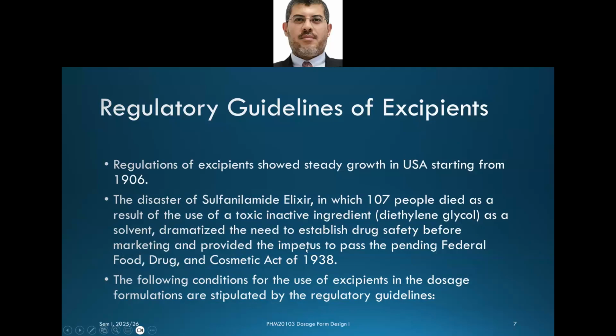And this provided an impetus to pass the pending Federal Food, Drug, and Cosmetic Act of 1938. So the act was already prepared, but not yet approved. Maybe nobody saw that there was urgency to approve it, maybe there were still many arguments about it. But when this happened, it accelerated the issuance of this act, the FDA Act, the Food, Drug, and Cosmetic Act.